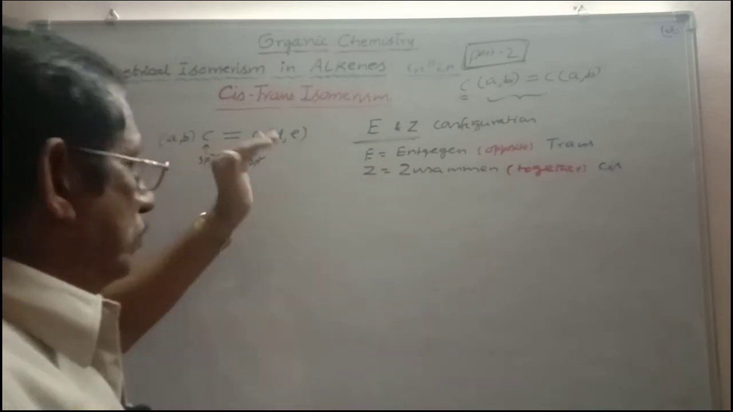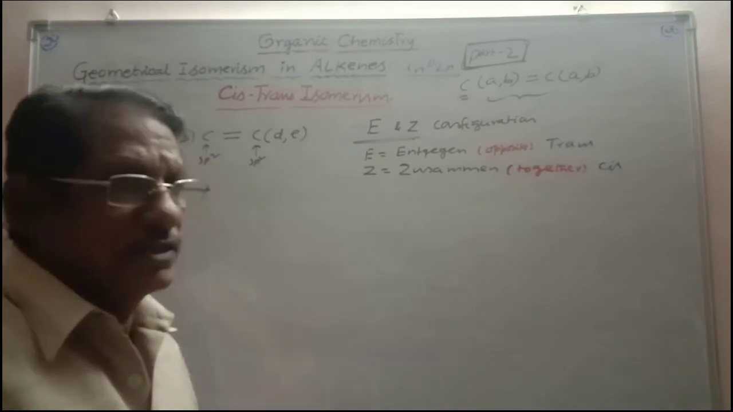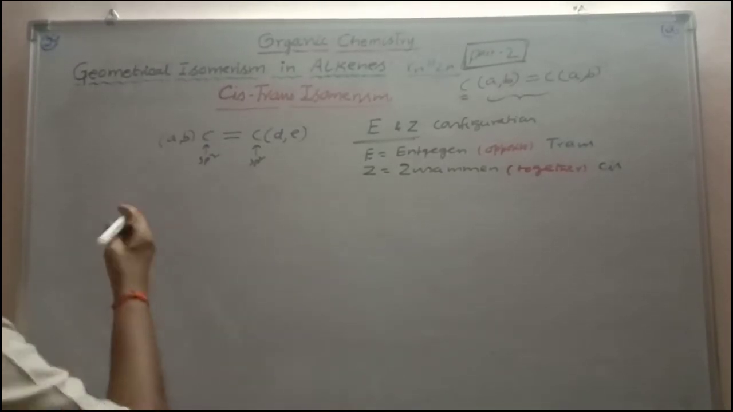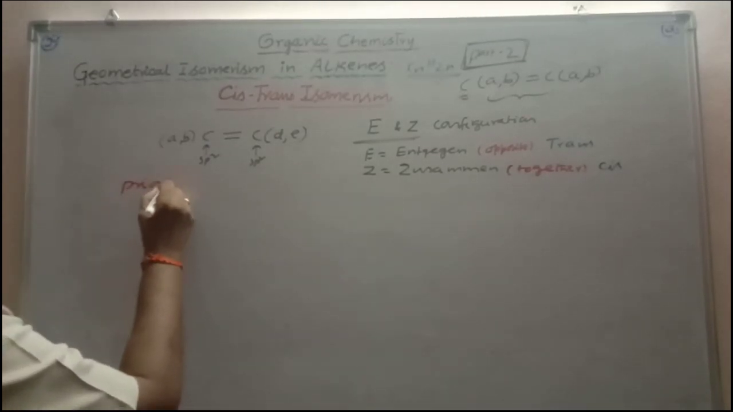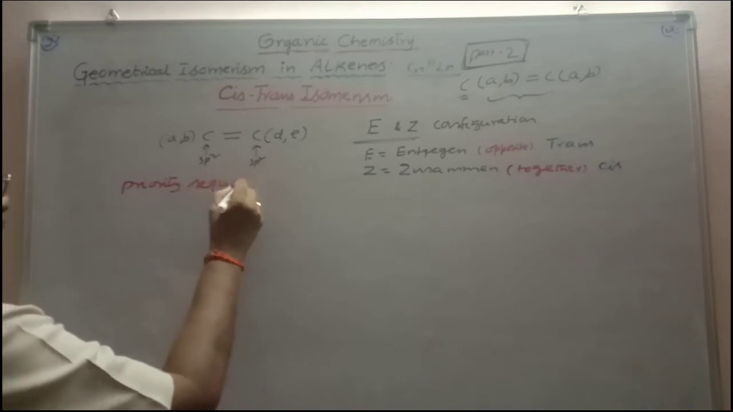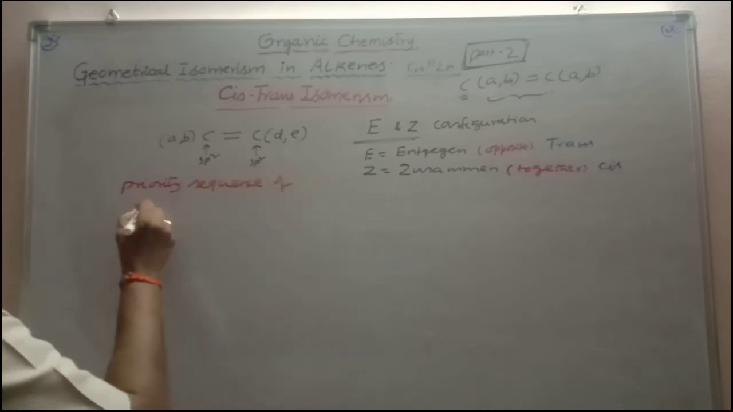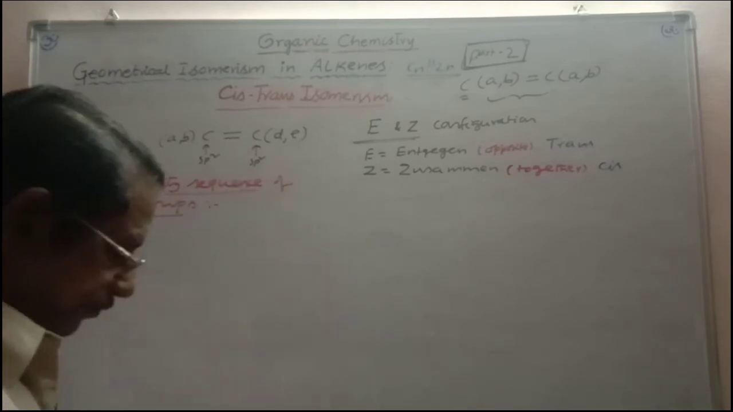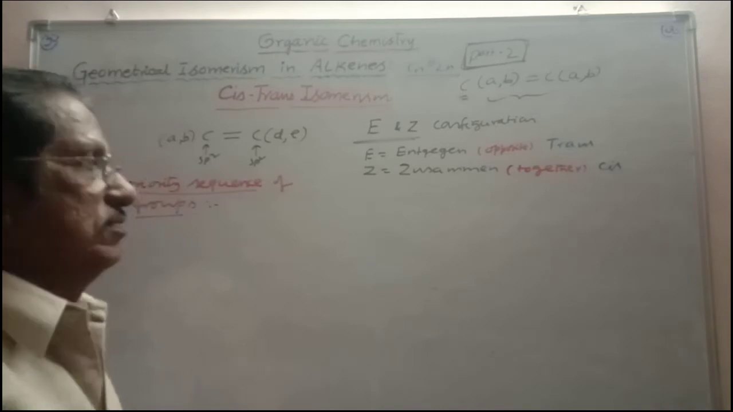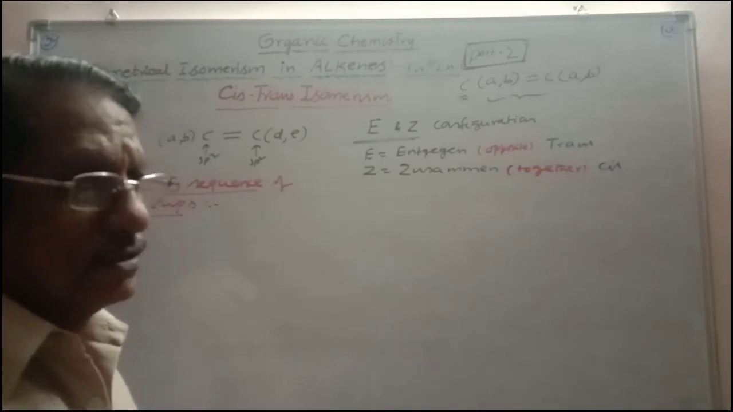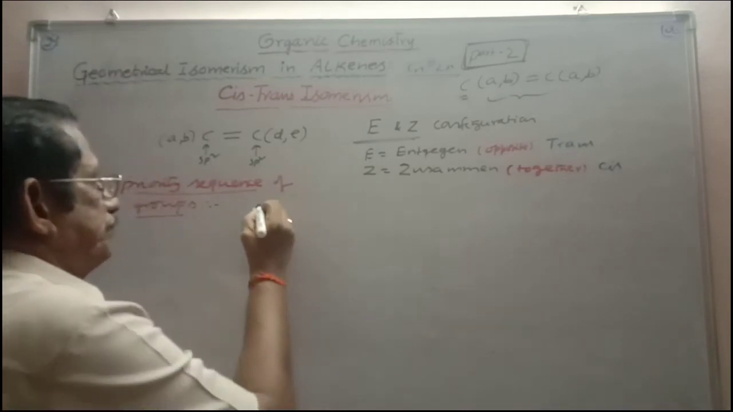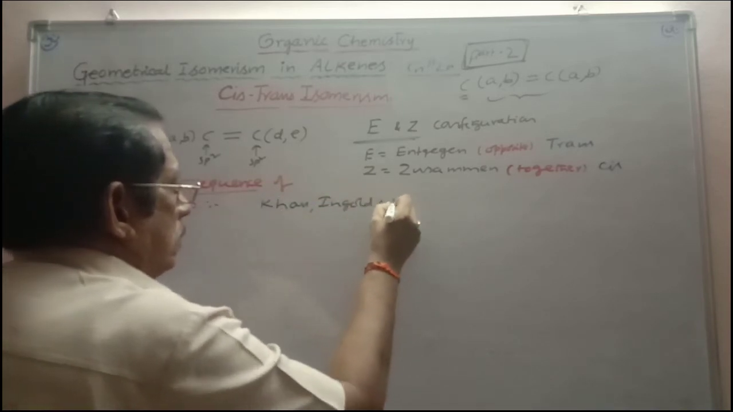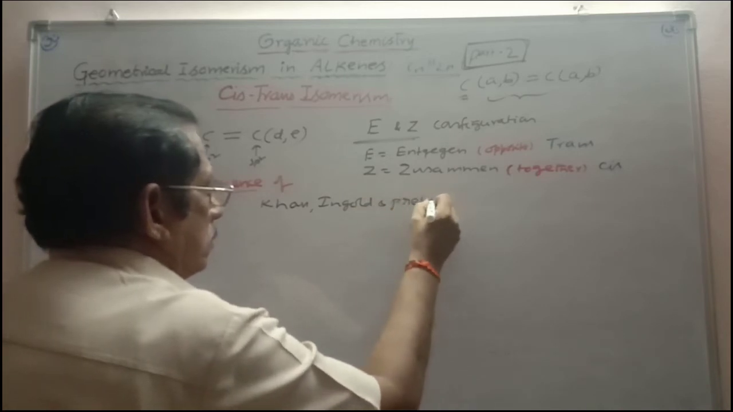Now, when the four groups are different, you have to decide the priority sequence of the groups. What? Priority sequence you have to decide. This is the difficult part. The priority sequence of various groups. To study the priority sequence, you have to follow the Cahn, Ingold, and Prelog rules.